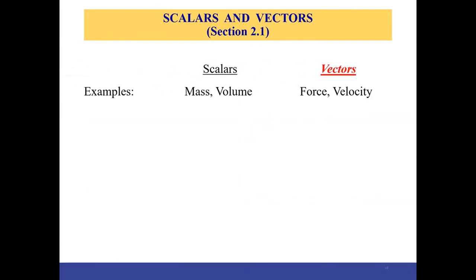Some examples of scalar and vector quantities: mass and volume are scalars. Force and velocity are vectors, meaning you need both magnitude and direction to define them. For example, the GPS measures the velocity of the car. It gives us the speed at which it's going, but at the same time it also gives the information about the direction, whether the car is going north or southeast.